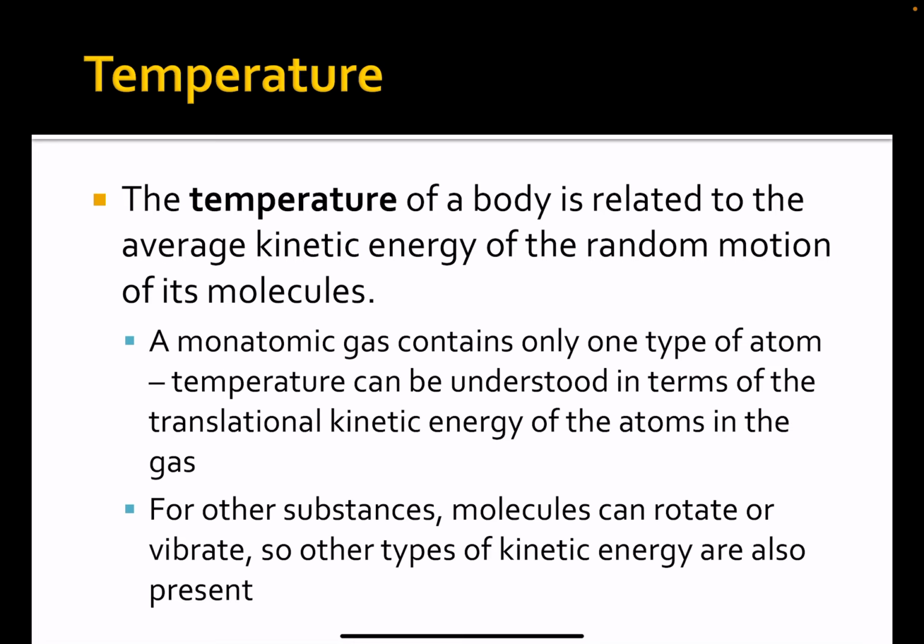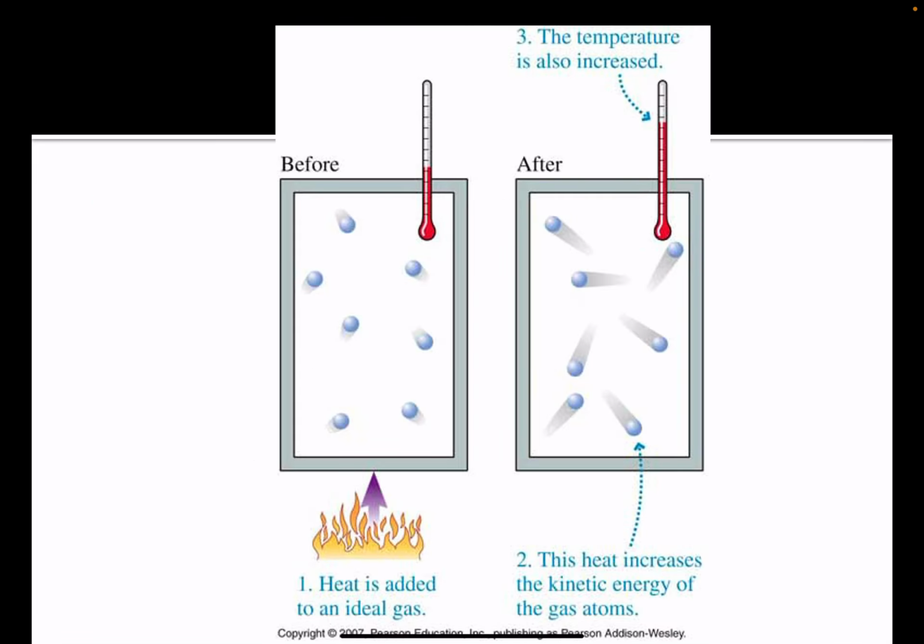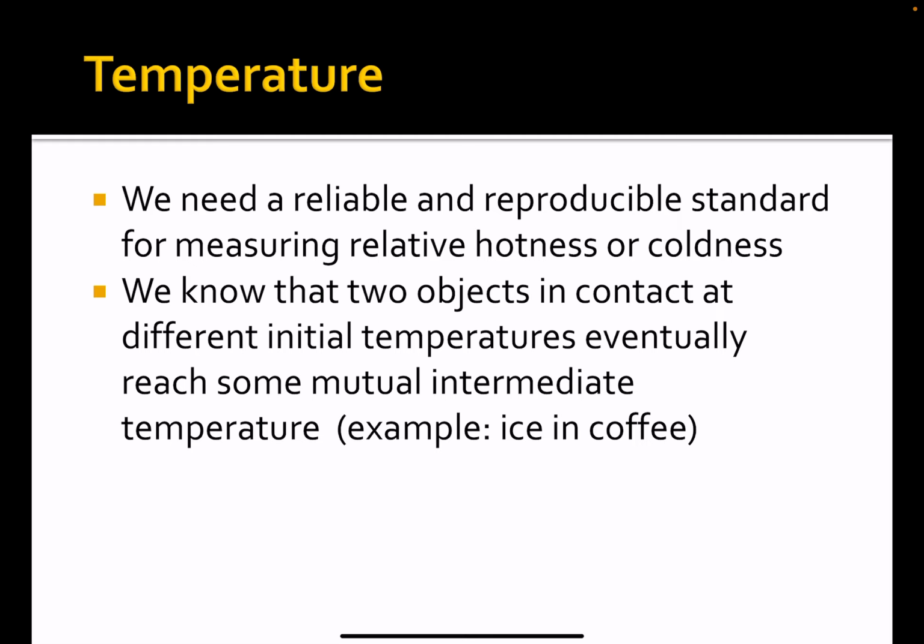And again, temperature is just the average kinetic energy of an object. If you heat an object up, things are going to get faster, which means our temperature is going to go up because the atoms are moving around faster, bouncing around, and that means we have more kinetic energy. On average, we have a greater kinetic energy per atom, and so we're going to get a greater temperature. We need some sort of reliable way to measure temperature.